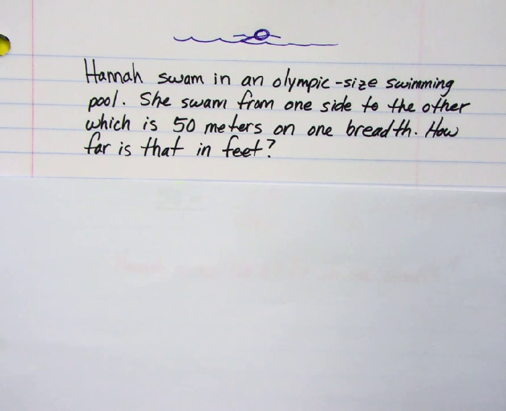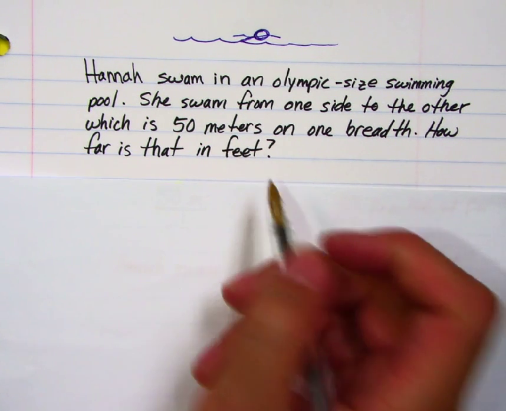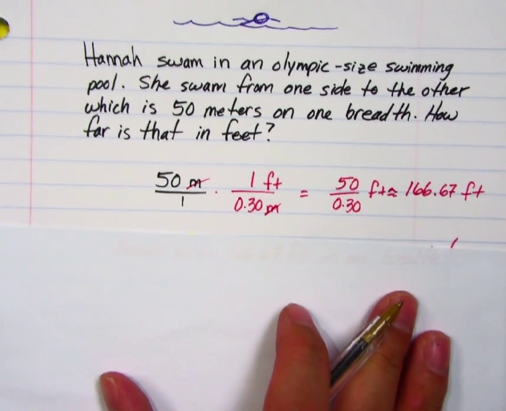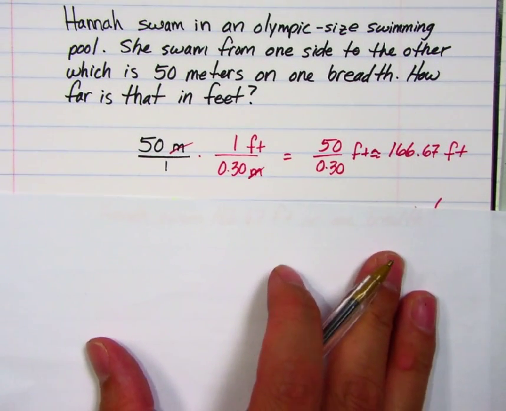So Hannah swam in an Olympic-sized swimming pool over the summer. She swam from one side to the other, which is 50 meters, on one breath. Now, I don't know if this is true or not. I just kind of made it up. How far is that in feet? I don't know. 50 meters, does that seem long? I don't know. Well, let me tell you, I wouldn't be able to do this for sure.